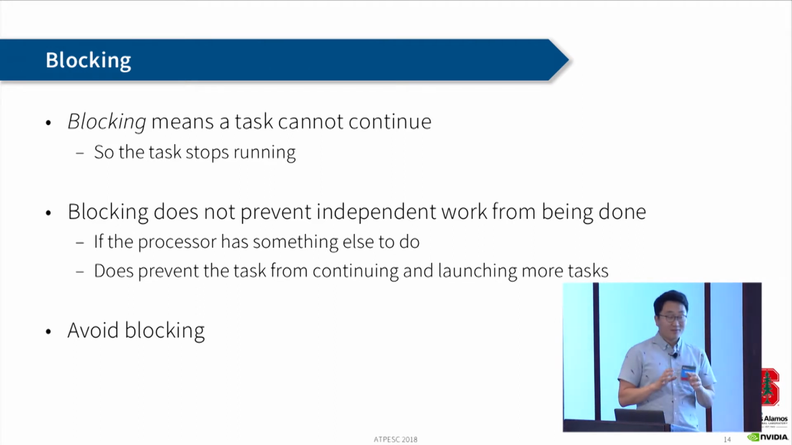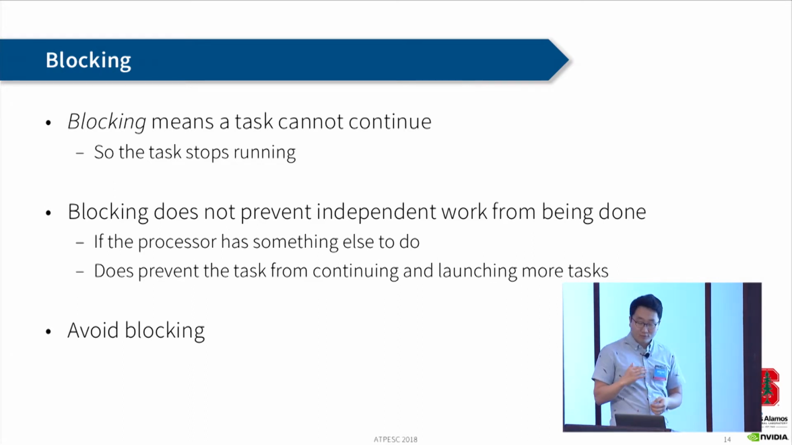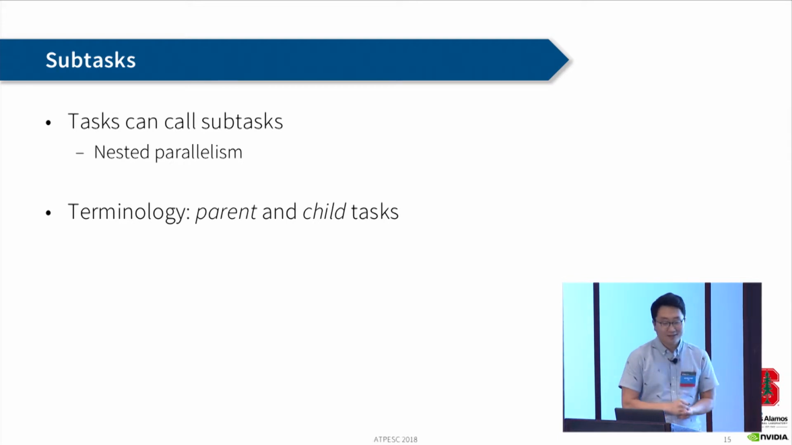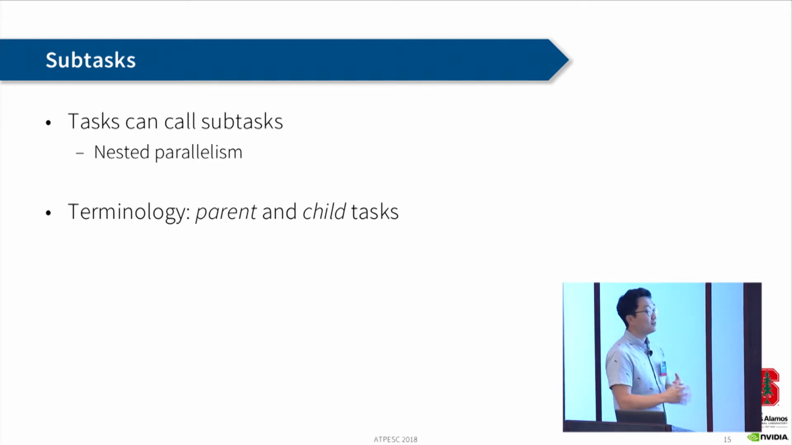But this is fine as long as you have enough work in your queue. But in some cases, if you have blocking in the task that is launching a bunch of other tasks, that will block the progress of your program because it cannot launch more tasks at that point, right? So you need to avoid blocking in any of your tasks that are launching other tasks. And like I said, tasks can launch other tasks, which we call subtasks. And this provides nested parallelism.